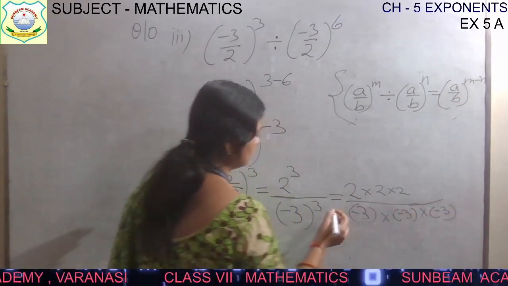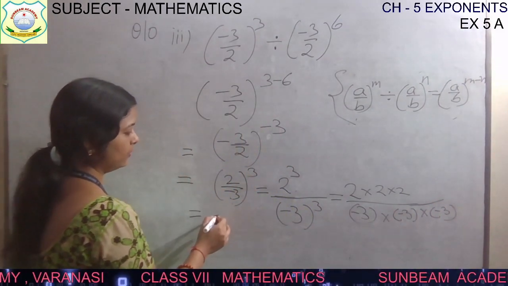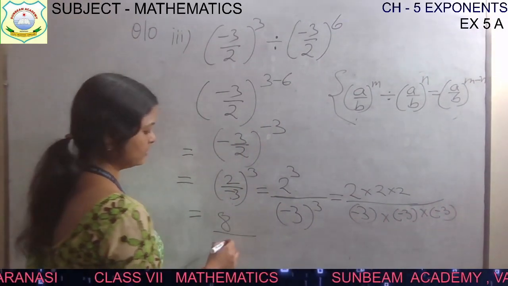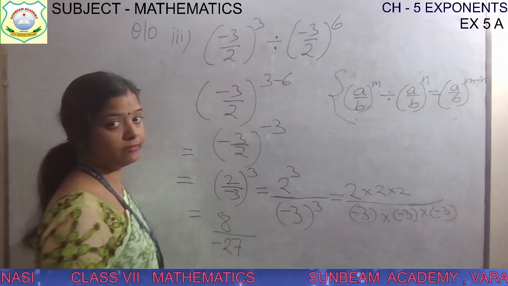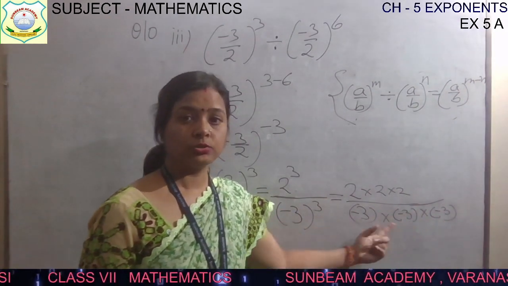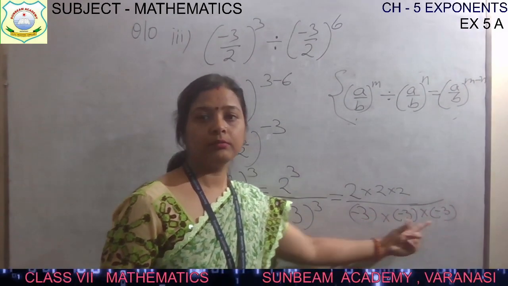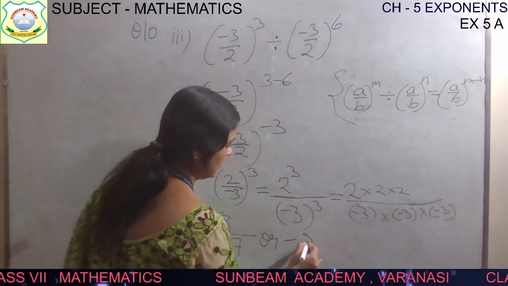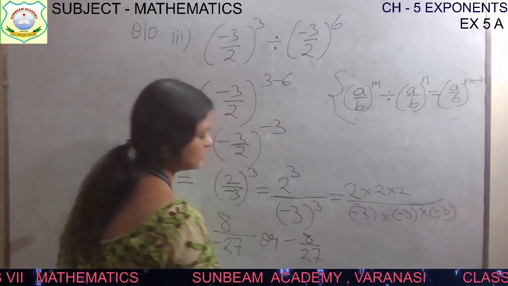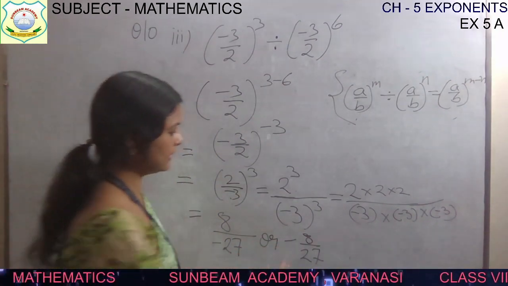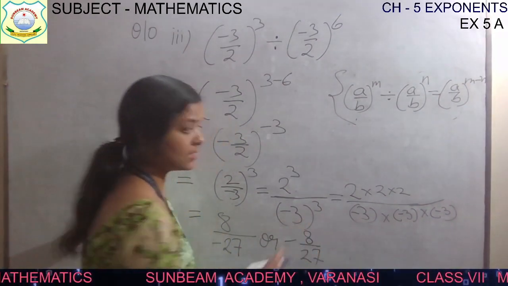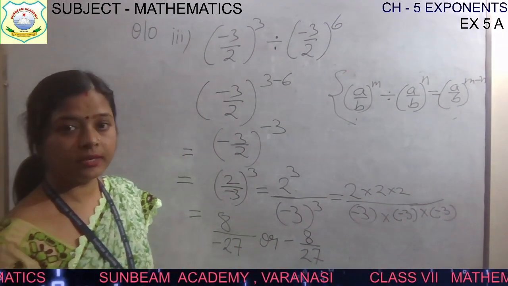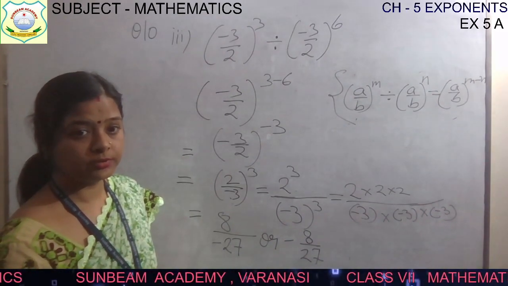So now when you solve this, 2 to the power 3, 2 into 2 into 2 is 8, by minus 3 3s are 9 and 9 3s are 27. Minus 27 will come, children, because there are 3 negatives. So 2 negatives will become positive, but there will be one more negative. So minus 8 by 27. This is in standard form. Now keep the negative sign in the middle. That is, it is a negative rational number. Okay, so this is the solution.